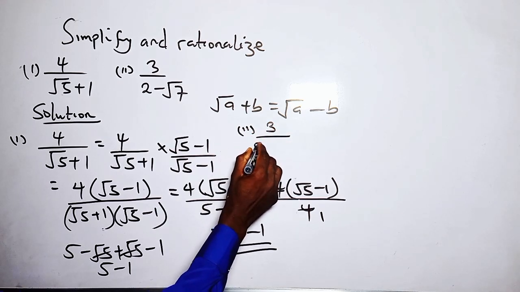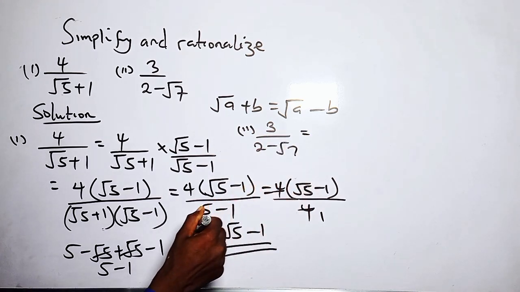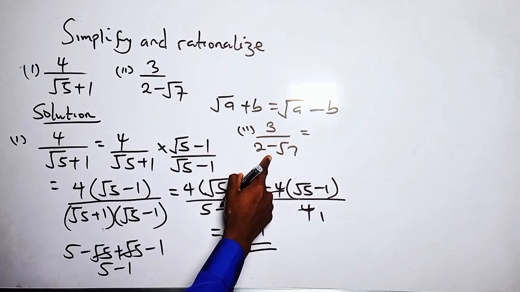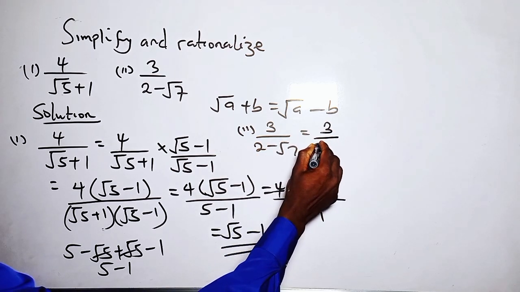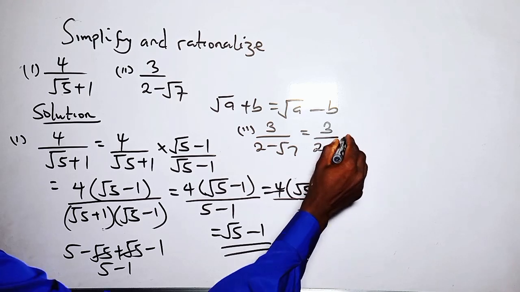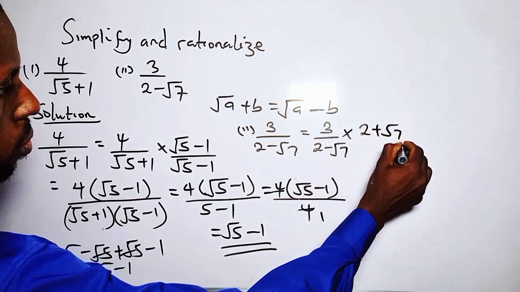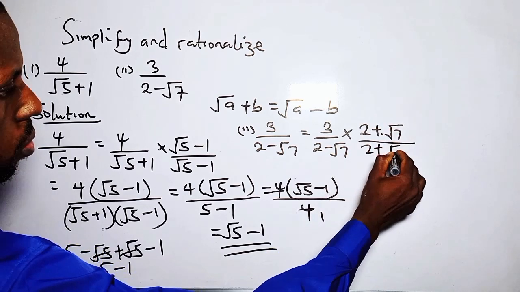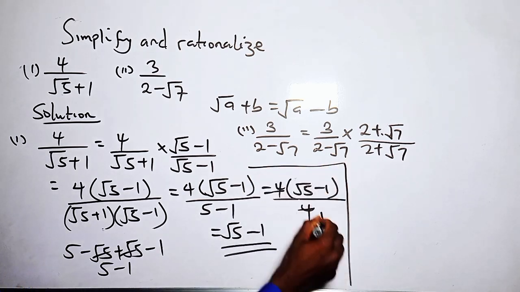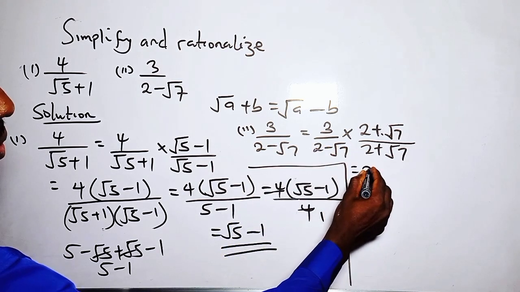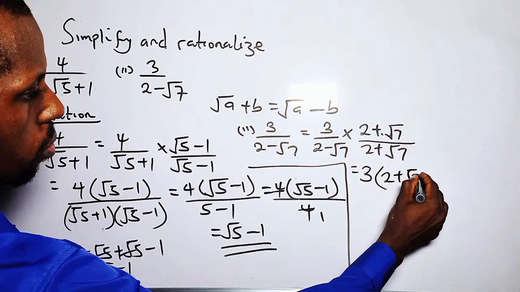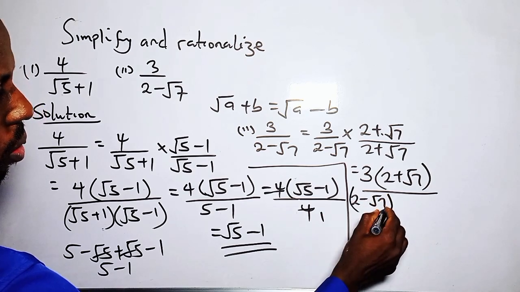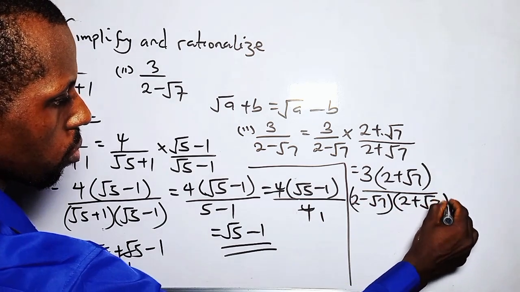3 divided by 2 minus root 7. So we rationalize both the numerator and denominator with the conjugate of this, which is the opposite of this. So we have 3 divided by 2 minus root 7, times 2 plus root 7 over 2 plus root 7. So here we open up: 3 times 2 plus root 7, over 2 minus root 7 times 2 plus root 7.